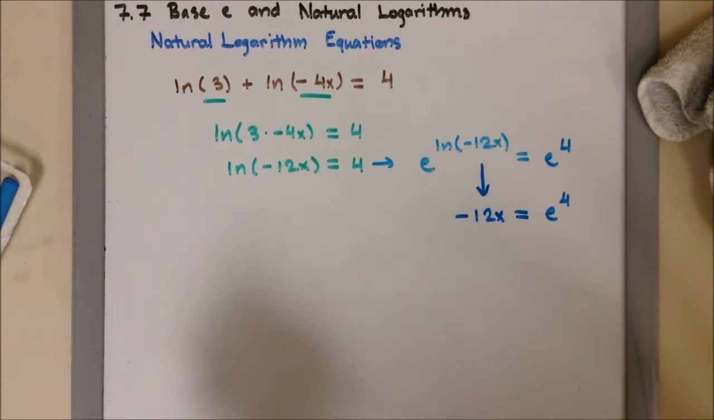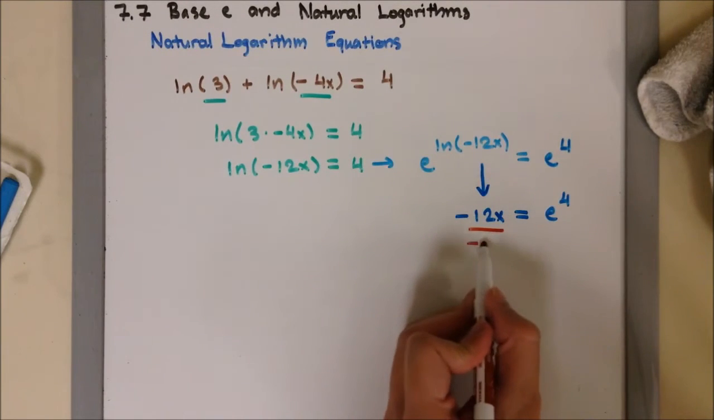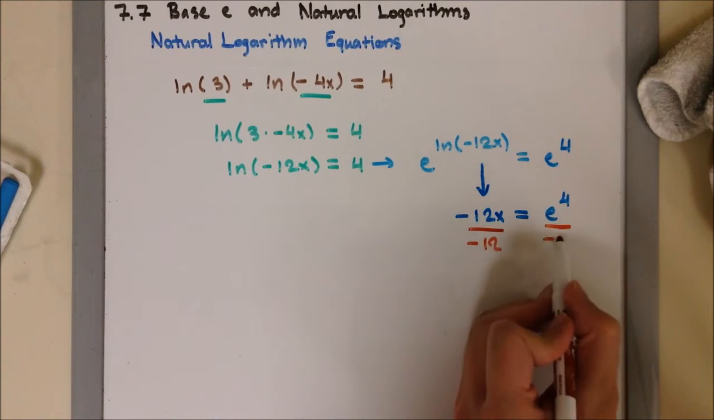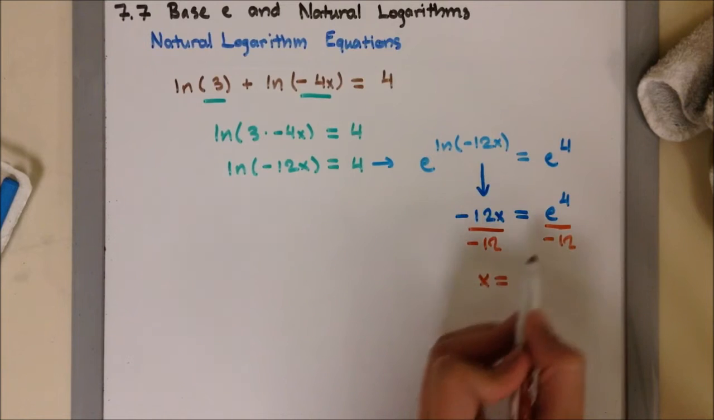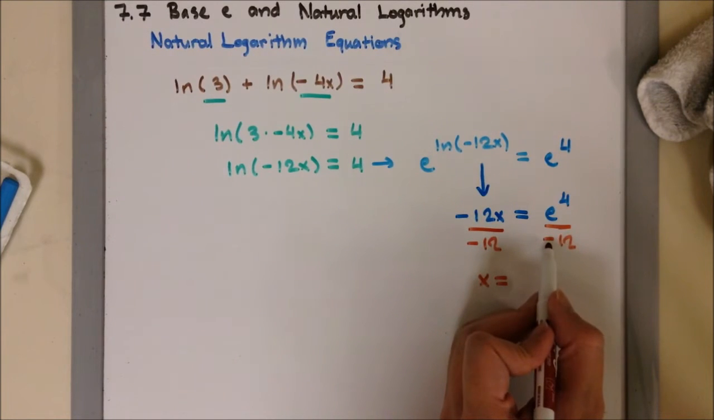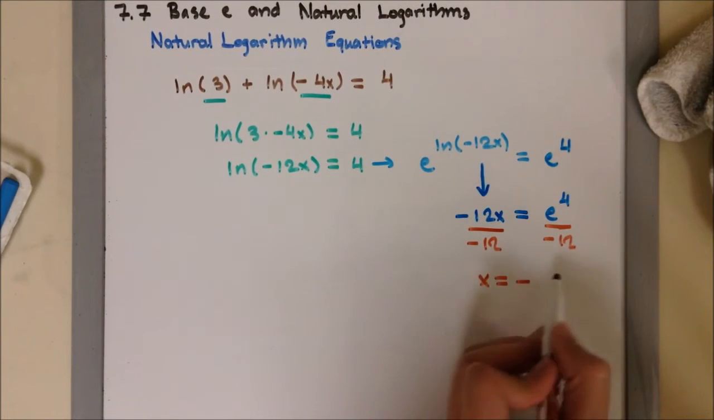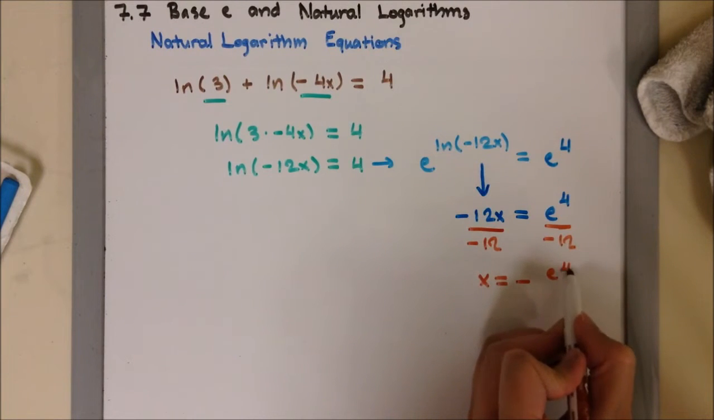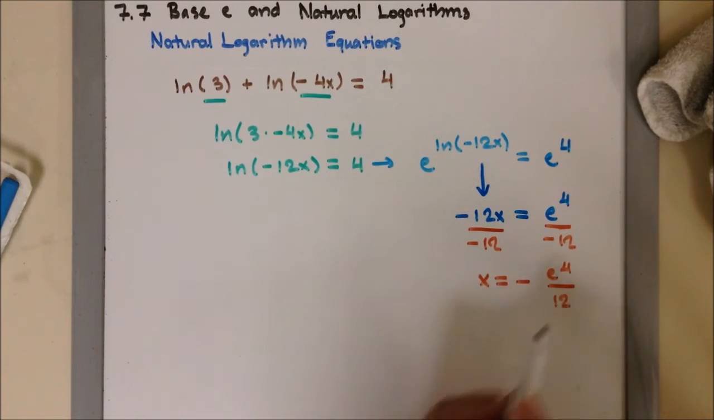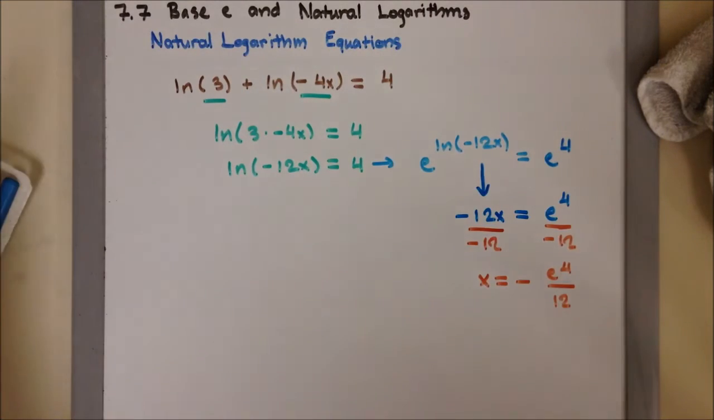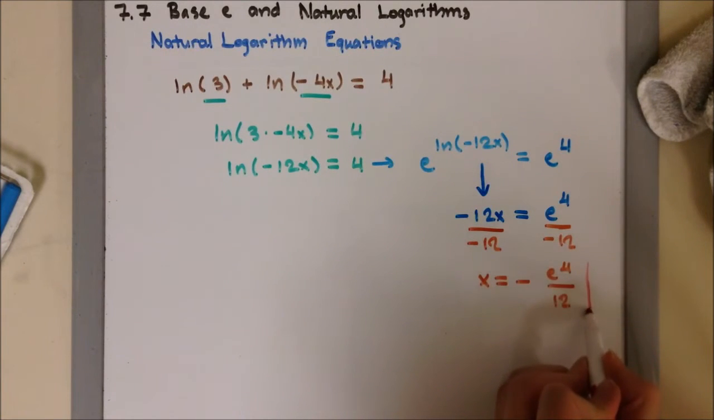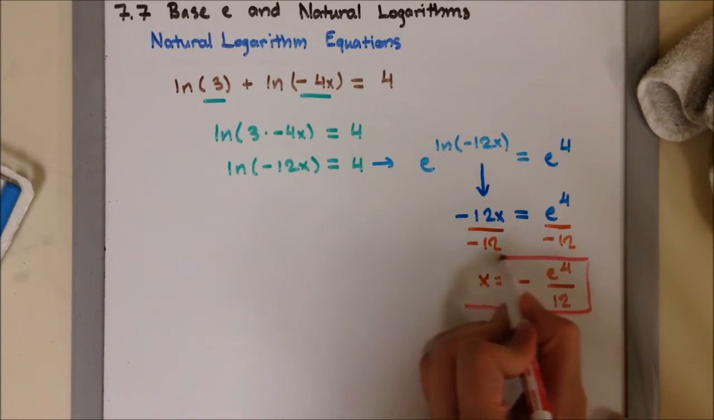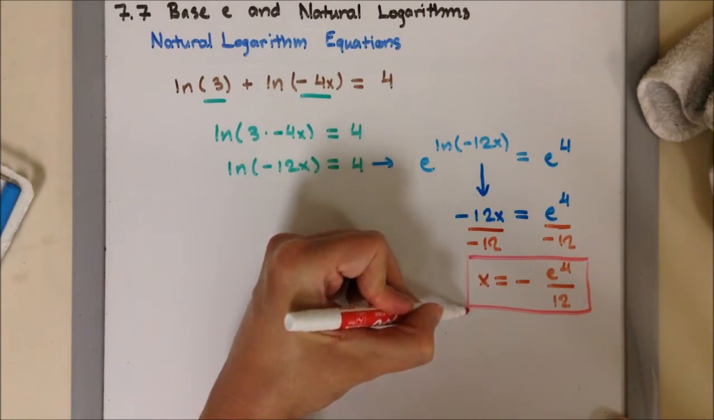After that, I'm going to divide both sides by negative 12 to get x by itself. So x equals, since I only have the negative in the denominator, I'm going to bring it to the front. So negative e to the 4th power divided by 12. And that would be my final answer. I would box this if I were working without the calculator, just solving for x, or asked to solve for x only.